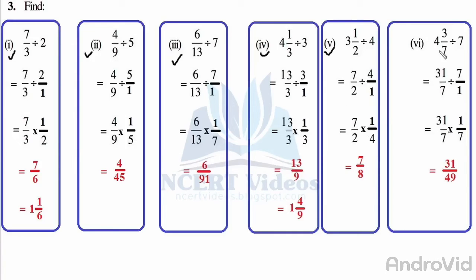Now 7 fours are 28 plus 3 is 31 over 7 divided by 7 over 1, placing 1 in the denominator. It is understood. Now 31 over 7, changing sign and flipping the fraction. 7 by 1 becomes 1 by 7. Now 31 over 49, it is proper. This numerator is smaller than denominator. That was your question number 3.